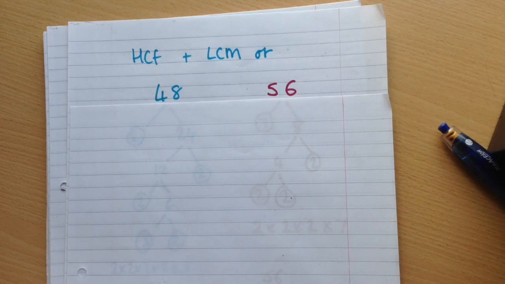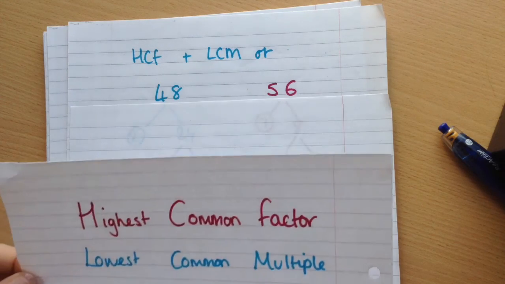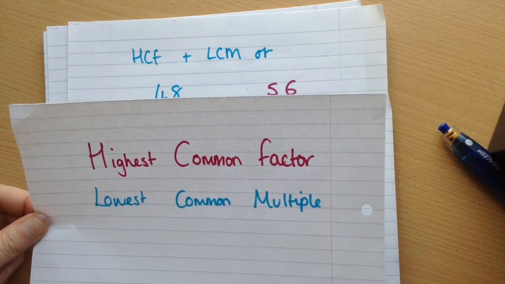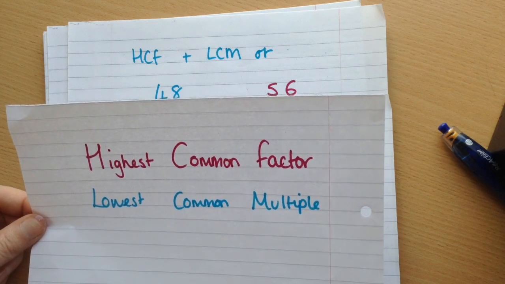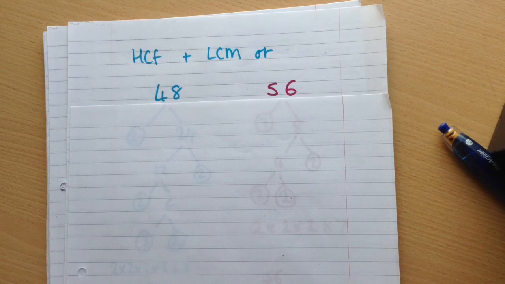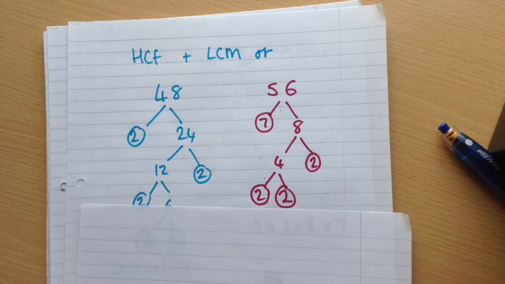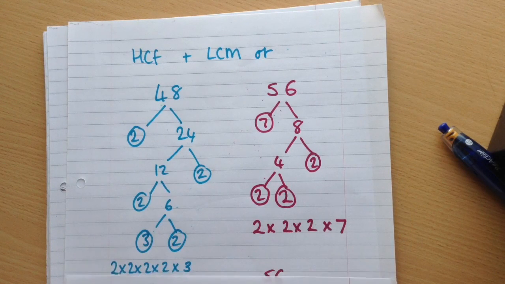You might get a question which asks you to find the HCF and LCM of two numbers. We remind ourselves that the HCF is the highest common factor and the LCM is the lowest common multiple. So the first thing to do would be to split both numbers into their products of prime factors, which I have done. I have not put these into index form because we're going to use them in a second and it's actually going to be easier to leave them as they are.